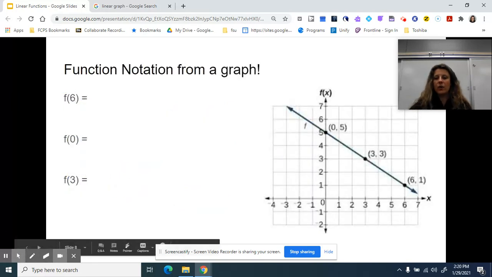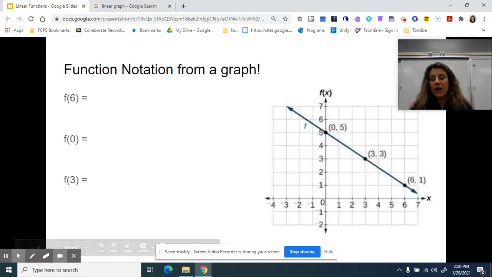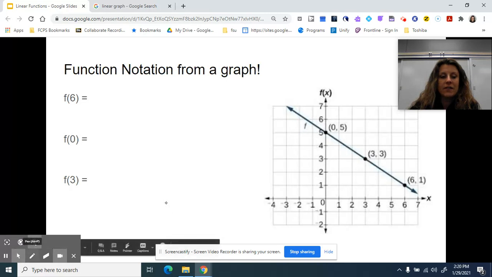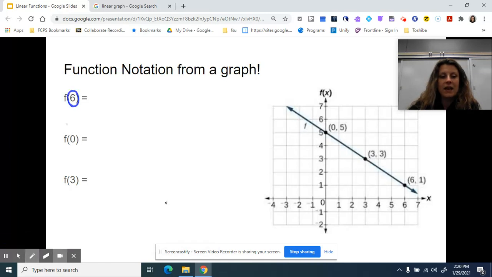Okay, and the last thing we're going to do in this lesson is evaluate a graph again, but this time those evaluations are given in function notation. So for this first one, we want an input of 6. That means that x equals 6. We want the output. We want to know what is y. So when x equals 6, I'm going to go to where x equals 6 right here and figure out what the y value is. So this point right here tells me when x equals 6, y equals 1.